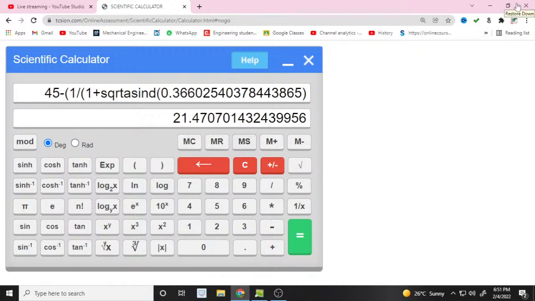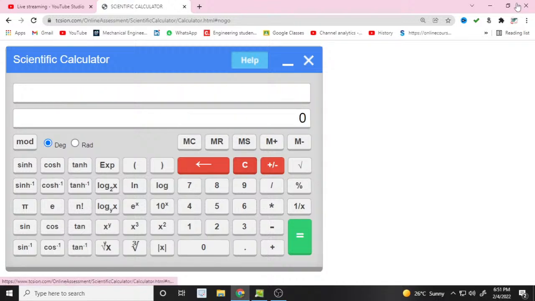First, the function MC is to clear the memory, MR is to read the memory and MS is to store the memory. We are going to see two more important functions, M plus and M minus, later on. First we will discuss these three functions, MC, MR and MS. Now we clear the screen, and MC is used to clear the memory. If you click on this MC, it will clear the memory. Whatever previous calculations and stored memory we have, that will be cleared by using this MC.